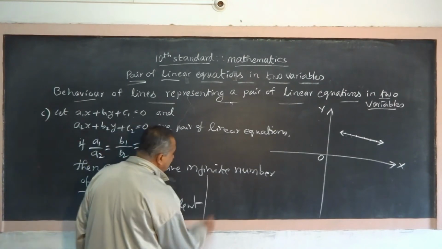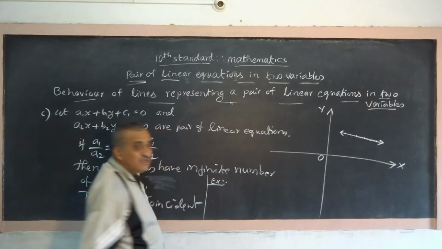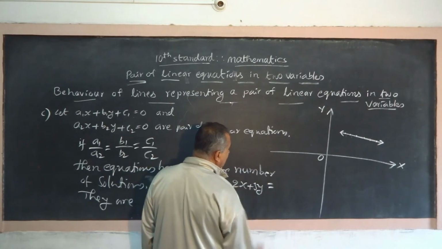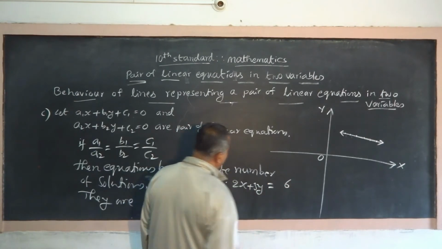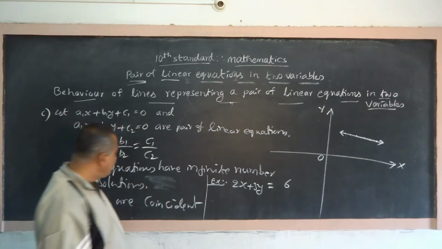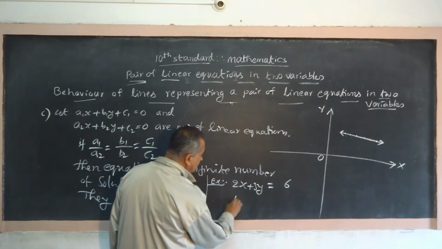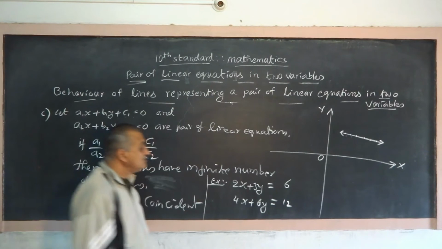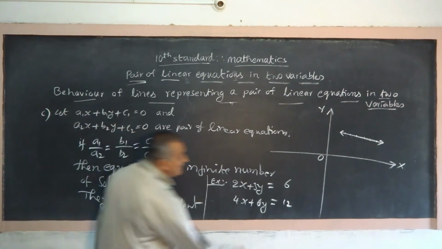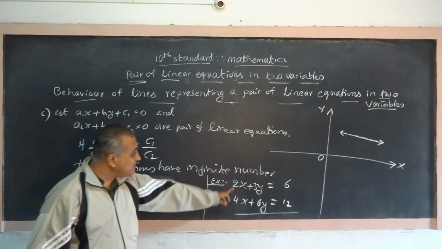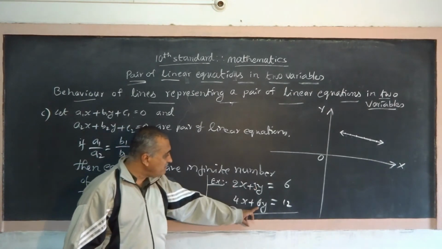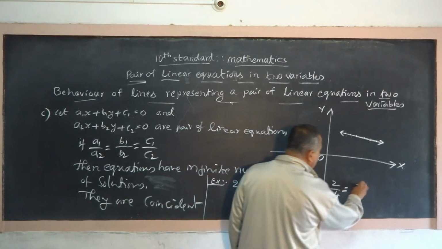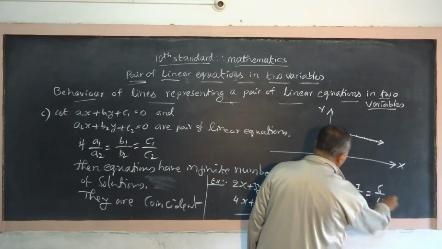What is an example? Example here: 2x plus 3y is equal to 6. Next, 4x plus 6y is equal to 12. These are the two linear equations. Now take the ratios. This is a1, a2, b1, b2, c1, c2. So 2 by 4 is equal to 3 by 6 is equal to 6 by 12.